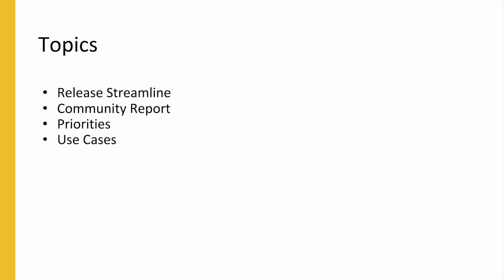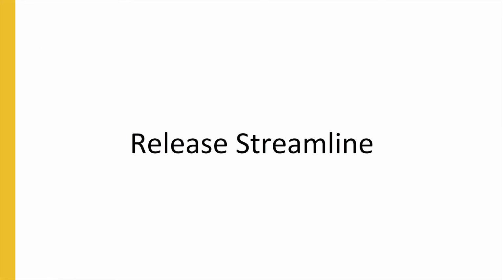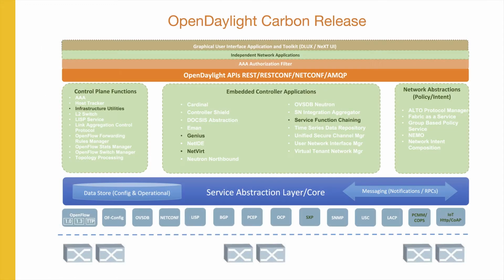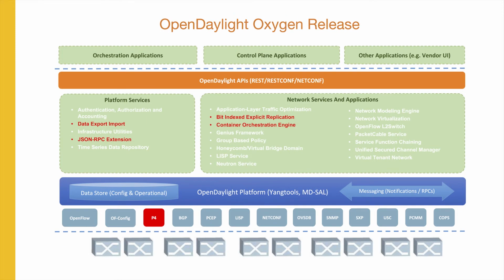So with no more delay, I want to show you the first topic, which is the release streamline. I want to show you something interesting that has happened in maybe the last 3 releases. This is the Carbon release, which is more than a year ago now, but not too long. We had this kind of controller architecture. The architecture is very standard. There is the service abstraction layer, you have all the plugins and all the applications, but you can see the amount of applications and components that are in OpenDaylight in this particular release, the Carbon release.